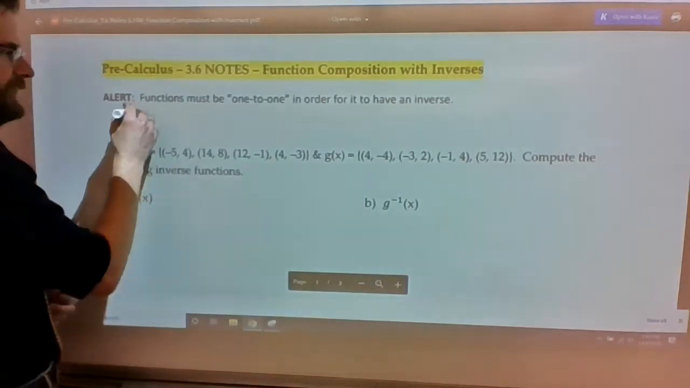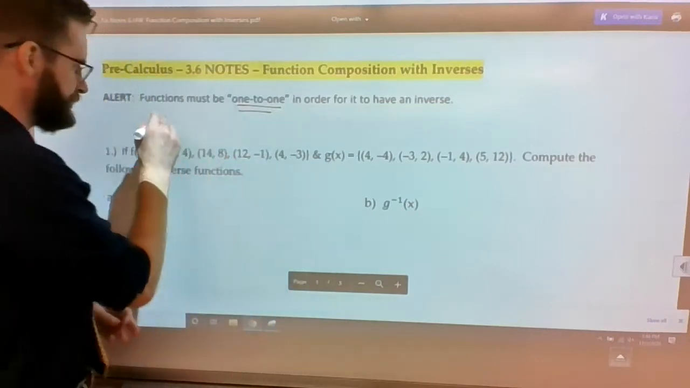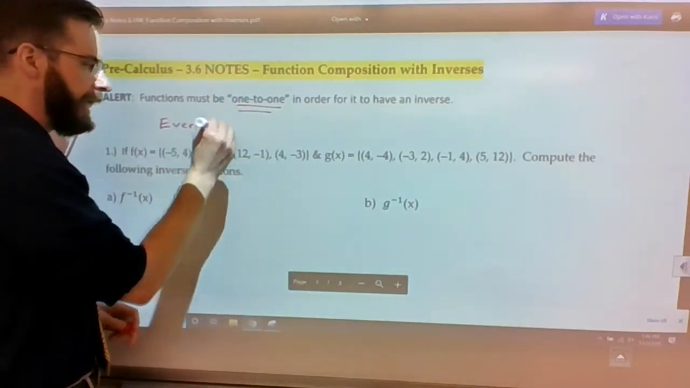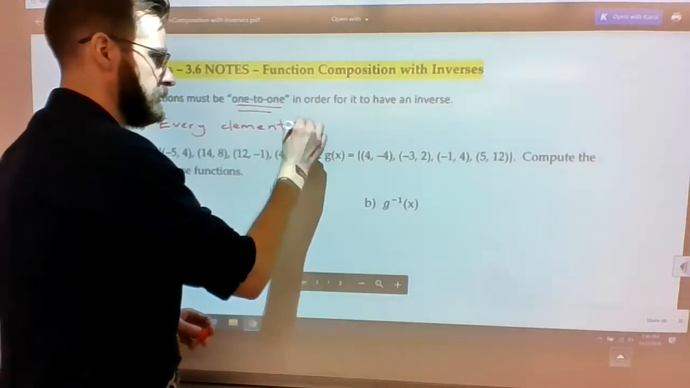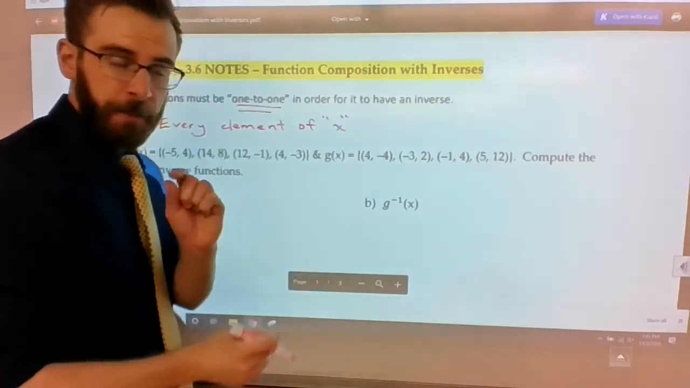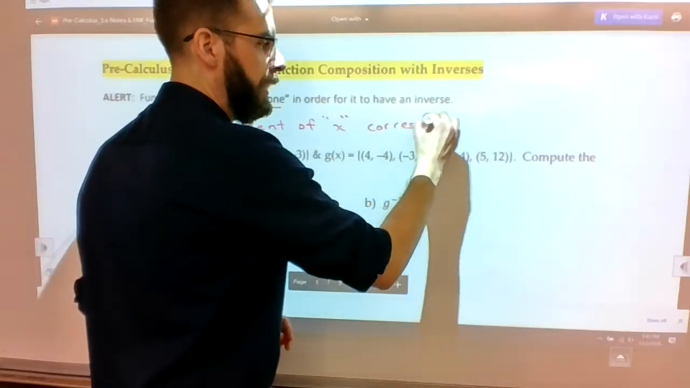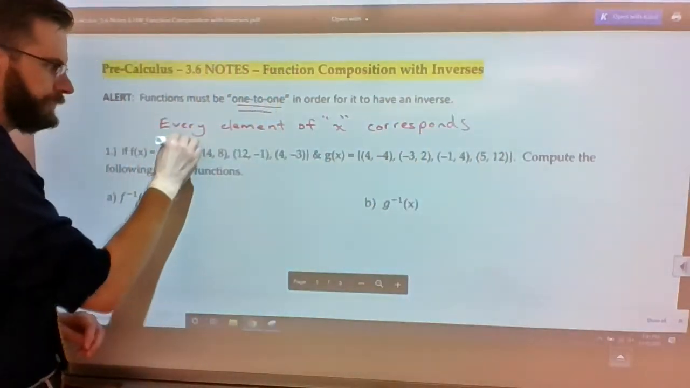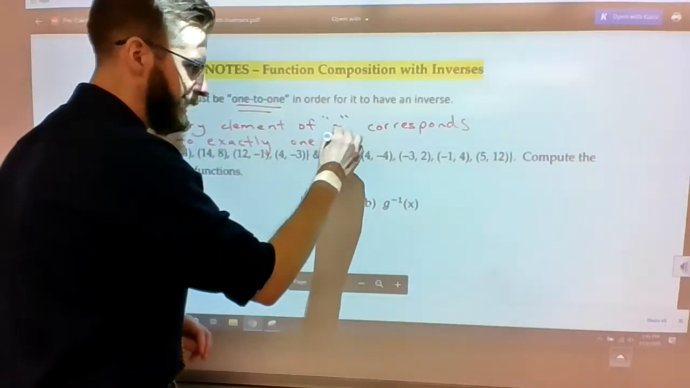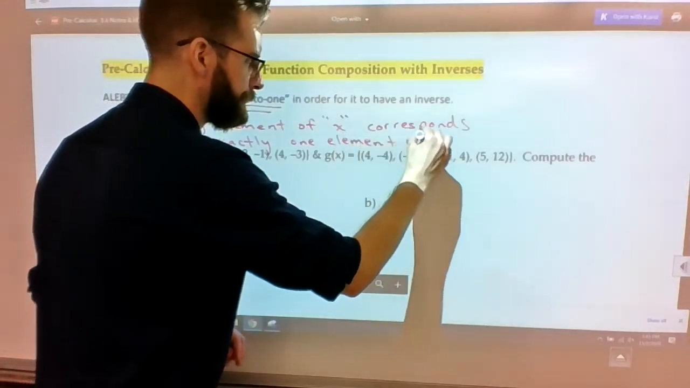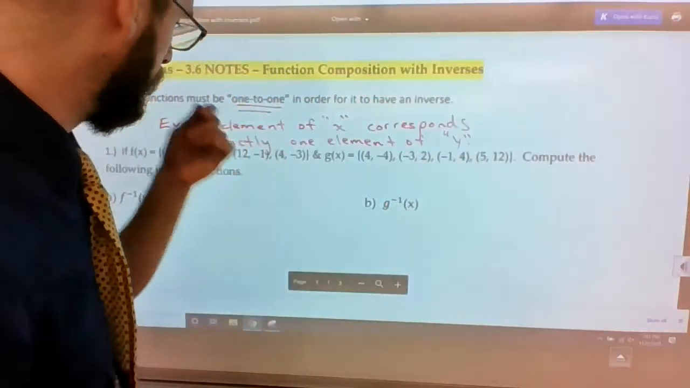A function is considered to have an inverse if it's 1 to 1, which means every element of the input, normally x, corresponds to exactly one element of y. And vice versa. So every y goes to only one x.